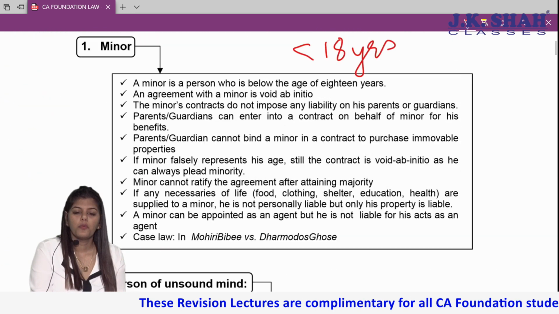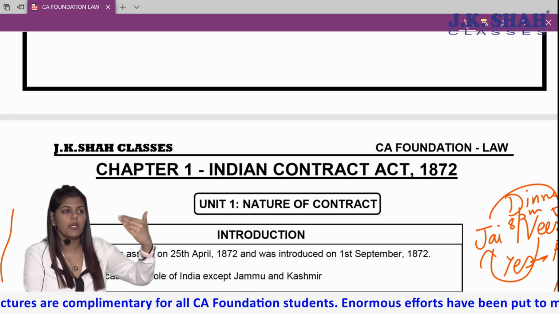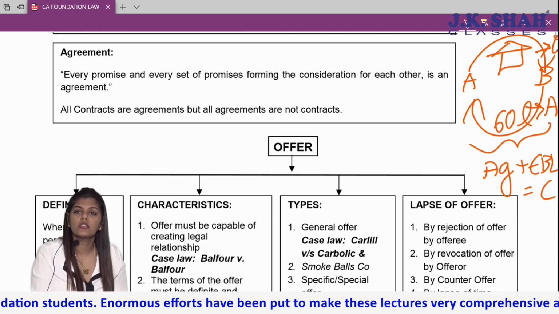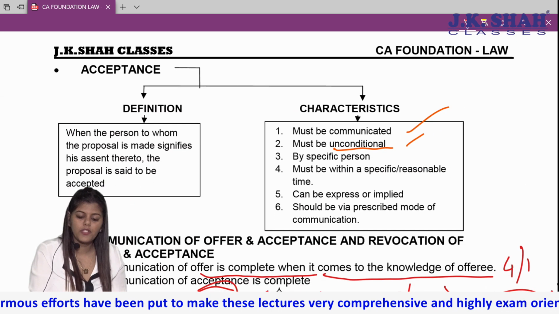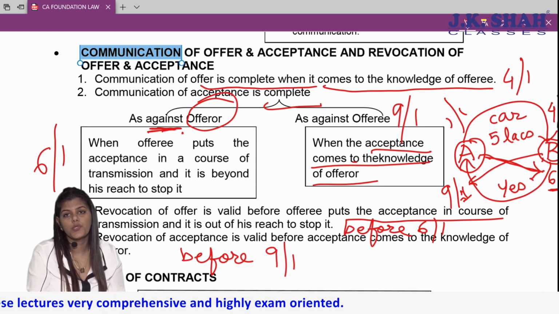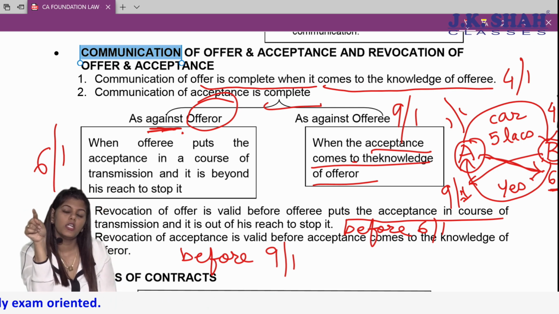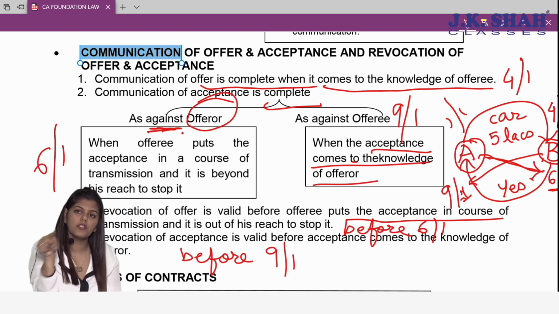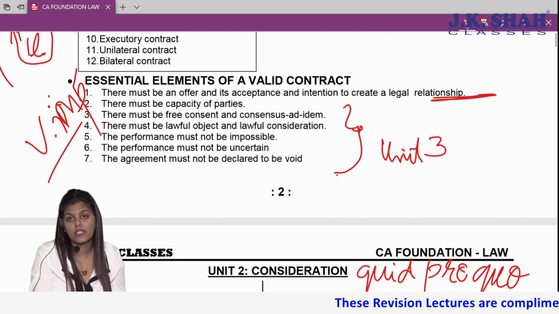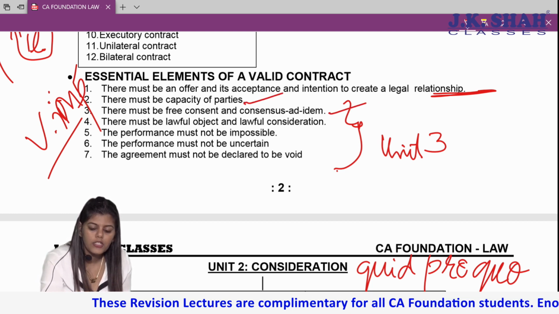So this is mistake. What have I told you up till now? We finished unit 1: contract, agreement, offer, everything about offer, that is your definition, characteristics, types and lapse. Then we saw acceptance, definition and characteristics. Then communication of offer and acceptance, which is very simple, 1, 4, 6, 9, the dates. Communication of offer, 4th. Communication of acceptance as against offerer, 6th. As against offeree, 9th. Types of contract, essential elements, out of which we finished capacity and free consent, consensus ad idem.